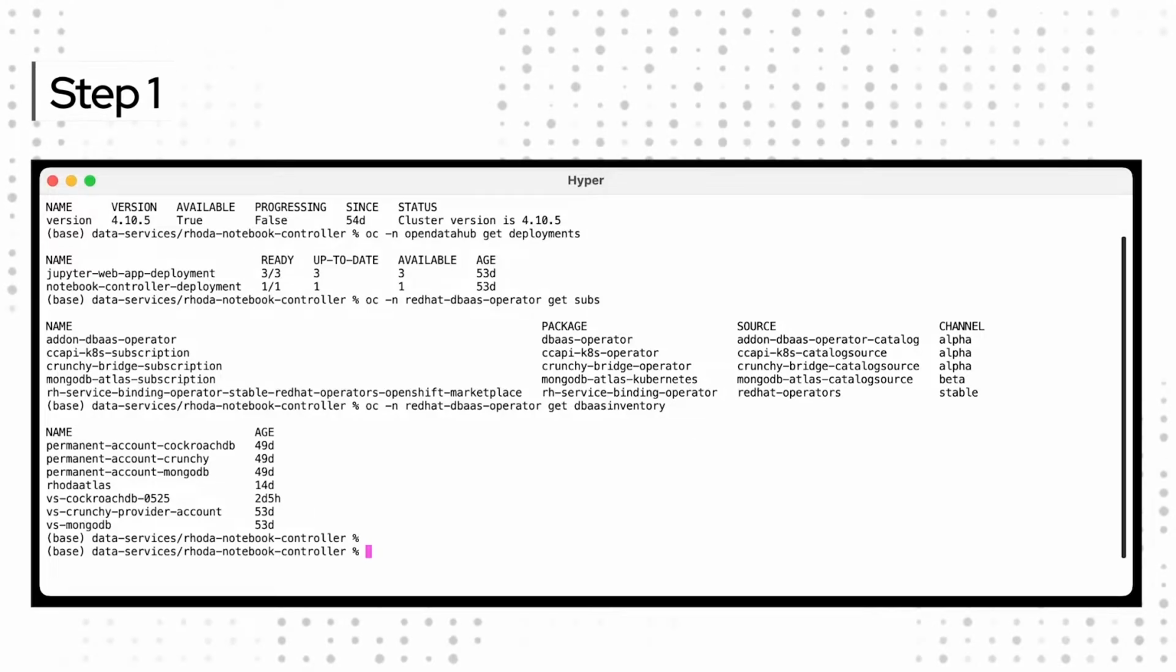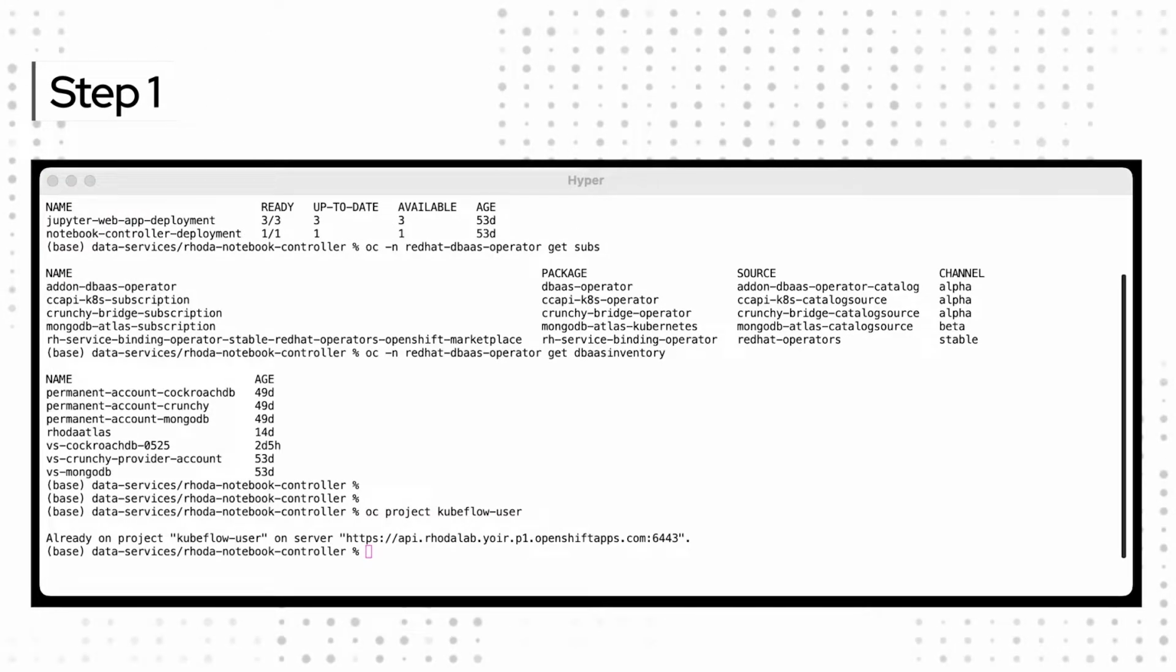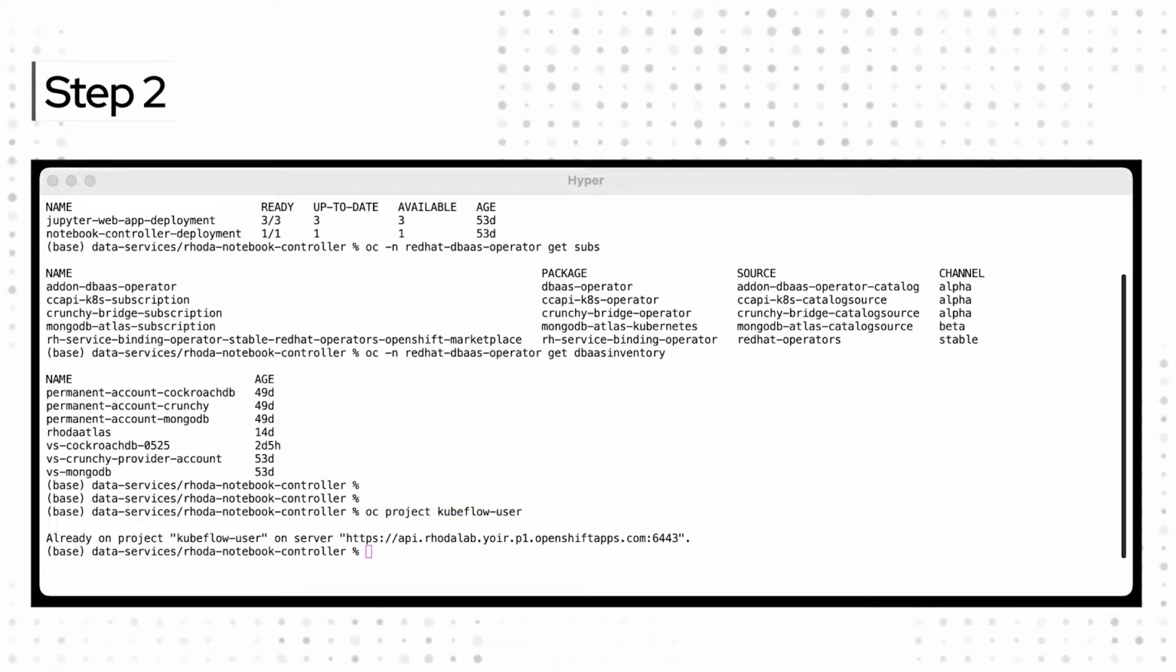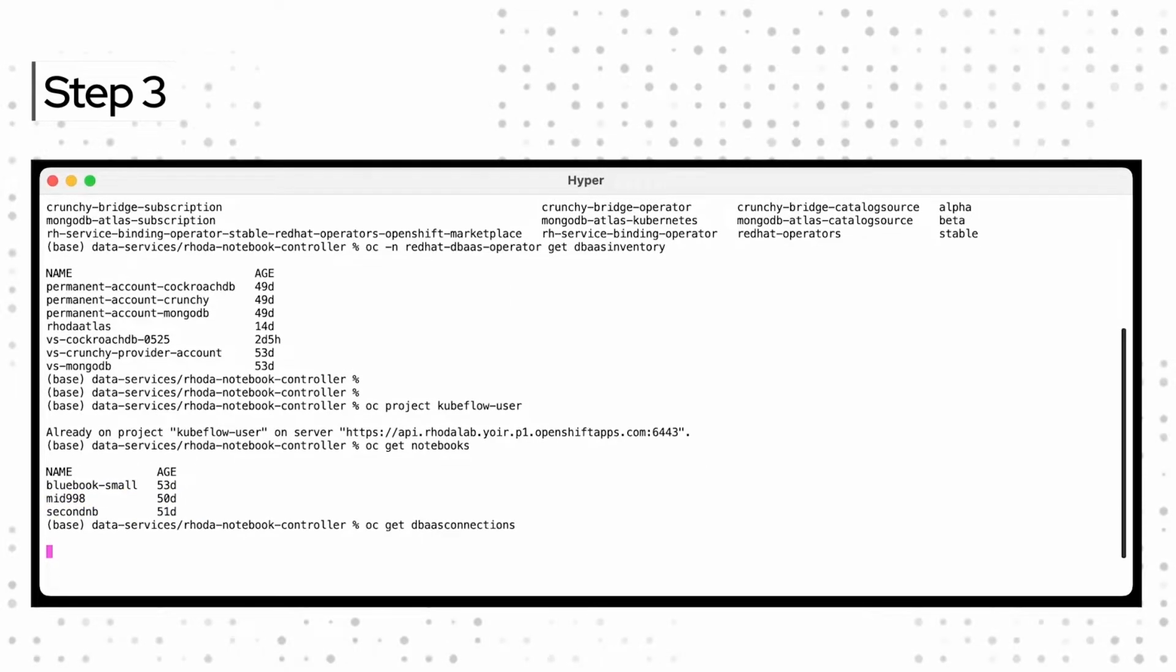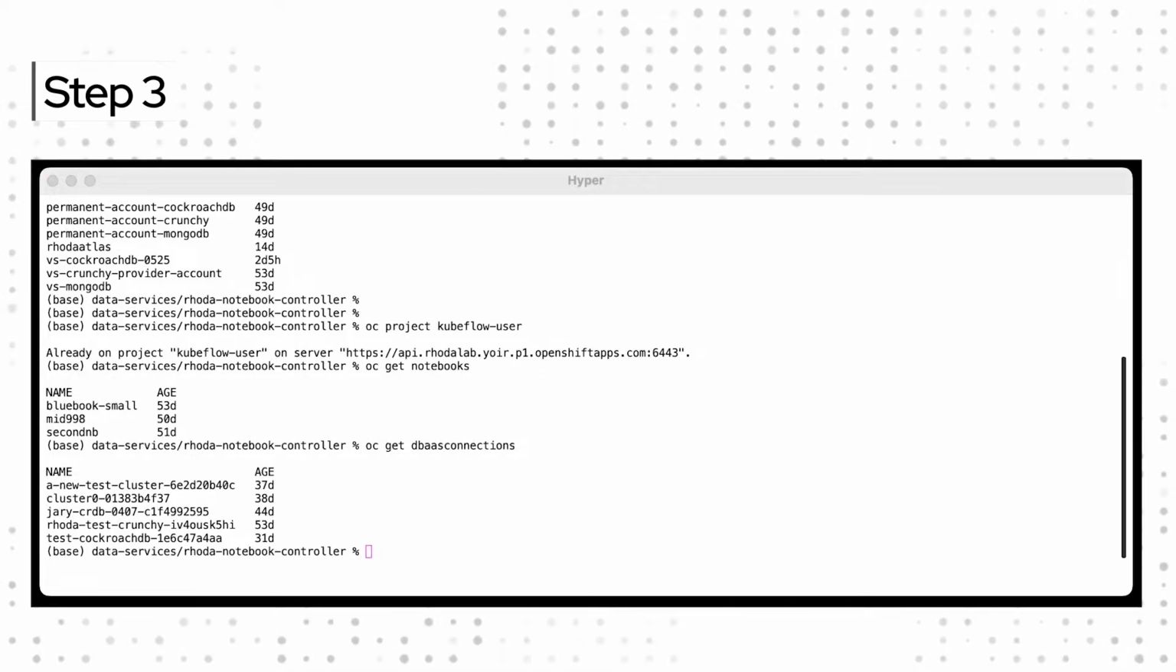Step 1, switch to your notebook's namespace. By default, Notebook Controller uses Kubeflow User, but yours might be different. Step 2, check our running notebooks and decide which notebook you want to use in your service binding. I'm going to use mid998. Step 3 is check for connected databases, AKA DBAS connections, and decide which one you want to use.